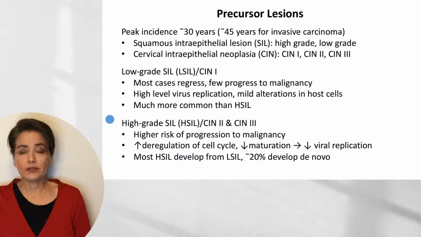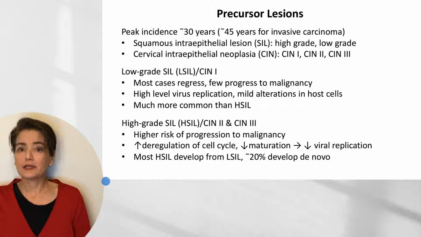Now, high-grade SIL corresponds to CIN2 and CIN3 and has a higher risk of progression to malignancy. What we see in these cells is that we have increased deregulation of the cell cycle, decreasing maturation, and decreasing viral replication. I'll explain why we see that in a moment. Now, while most high-grade SIL develops from low-grade SIL, about 20% develop de novo.